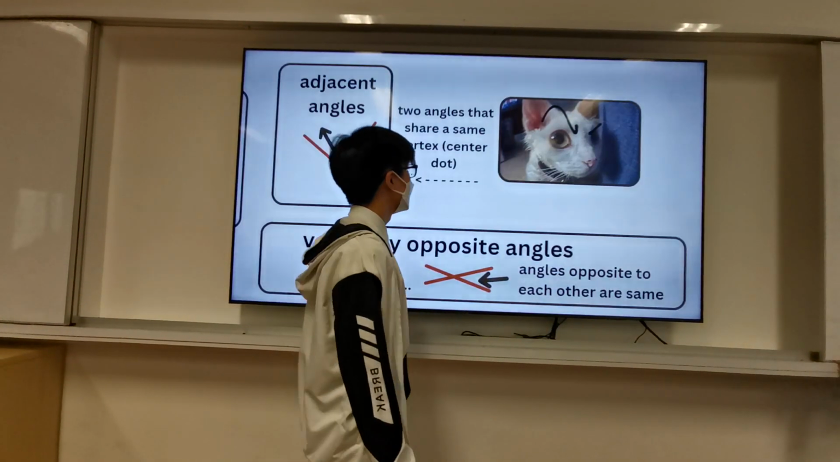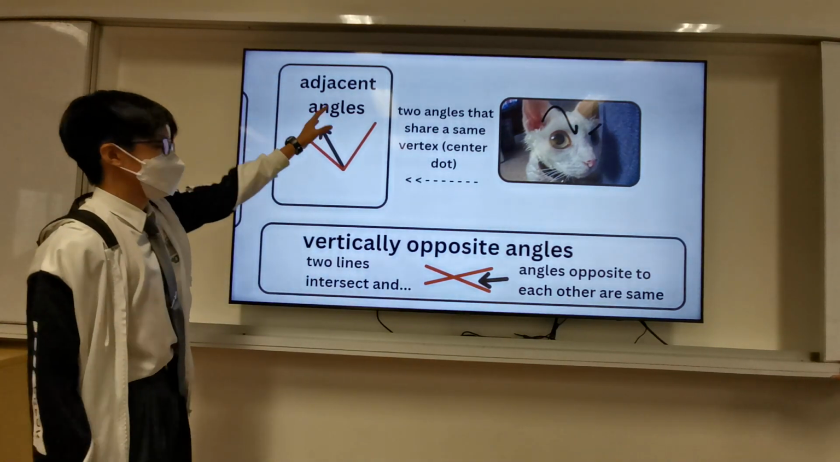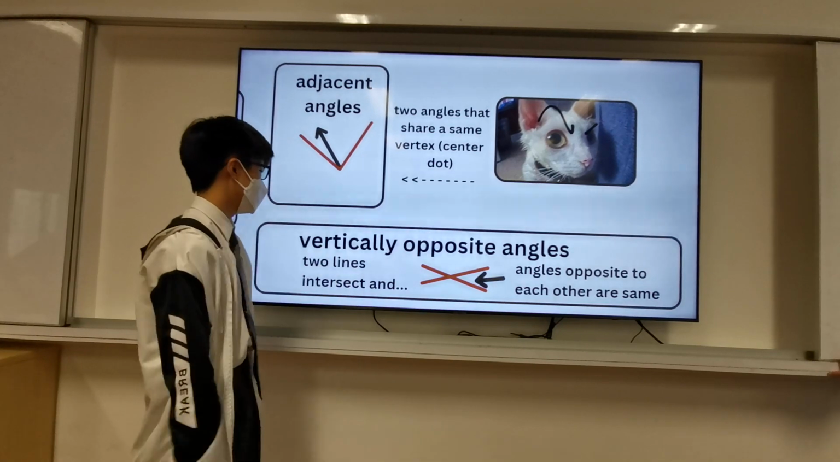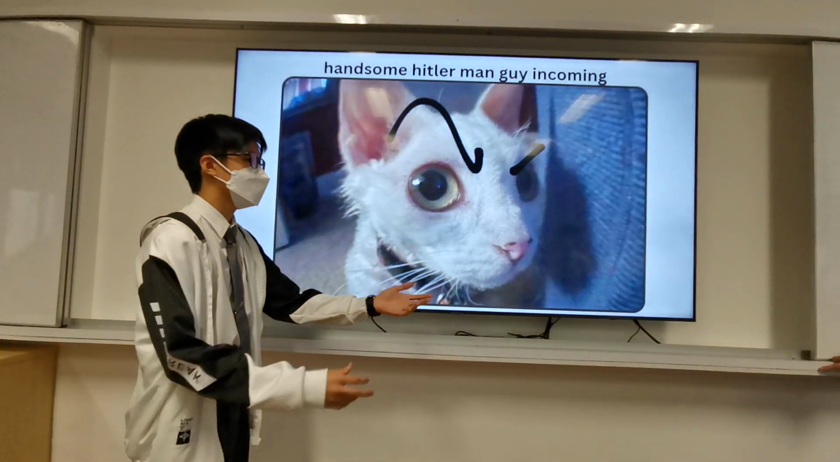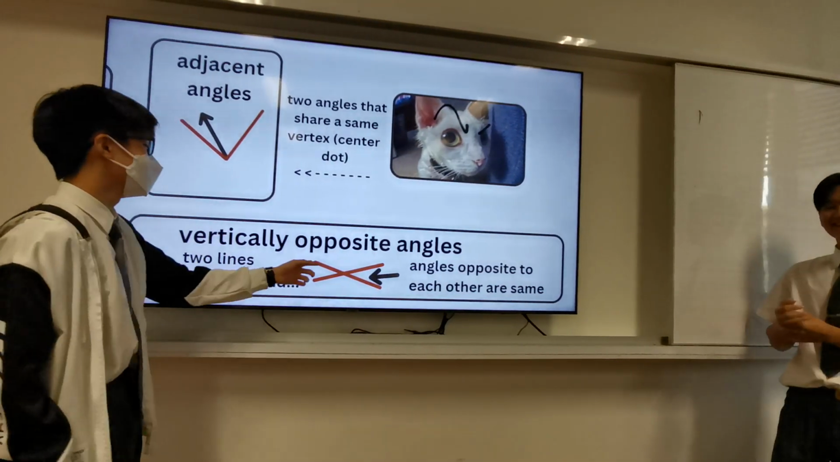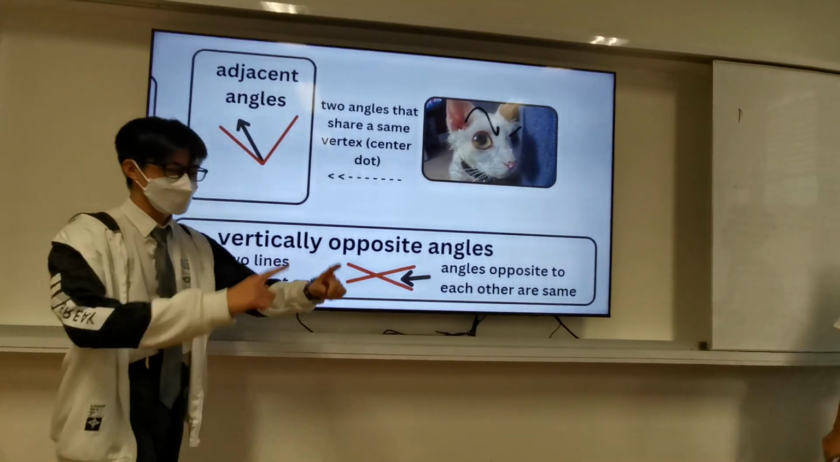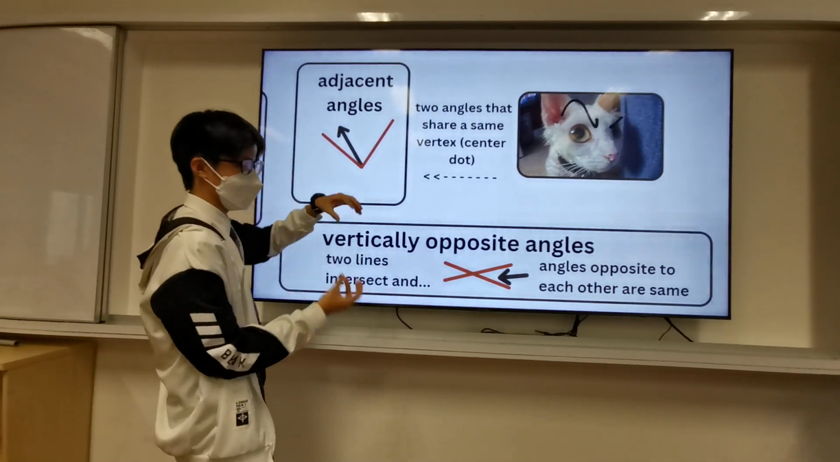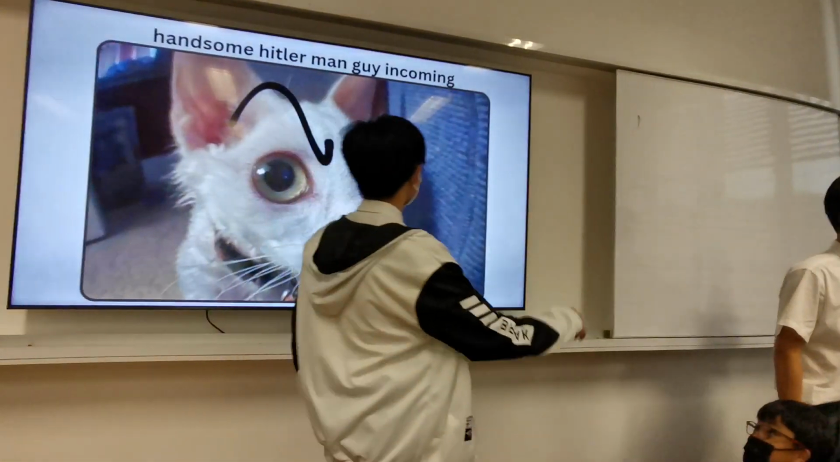Adjacent angles are 2 angles that share the same point, like they join together. Vertically opposite angles: when 2 lines intersect, the opposite angles will have the same angle.